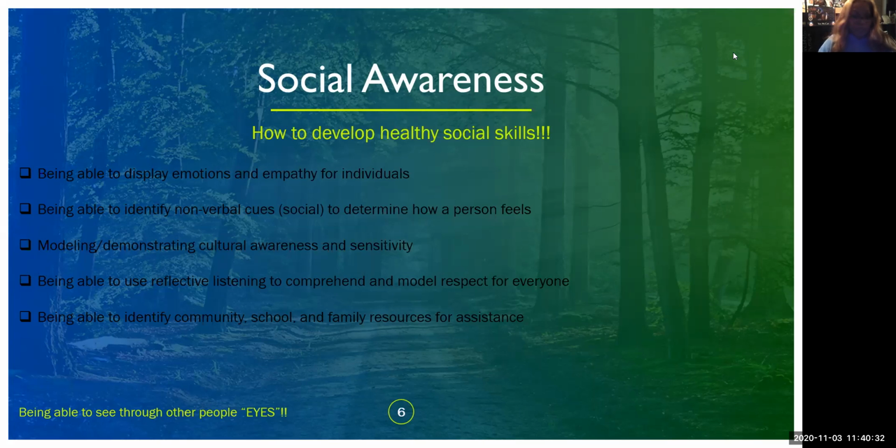Being able to identify community, school, and family resources for assistance. Many times, individuals need help and they're scared to reach out. This is where the family, school, and community step in. Because we want to make sure individuals, students, or kids are comfortable to say, I don't have food at home. Or this is the only outfit I have that I can wear. How do we get assistance? How do we reach out? How do we get some help?